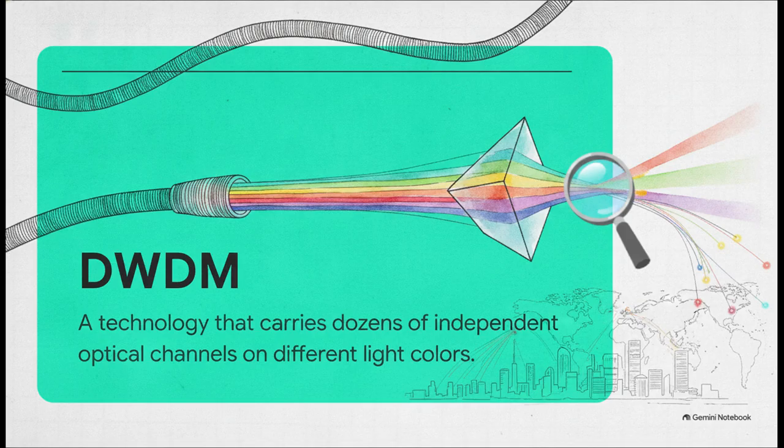By shooting dozens of different colors of light down the same fiber, a single strand literally thinner than a human hair can carry tens of terabits per second. This elegant physics is what moves the vast majority of the world's data today.